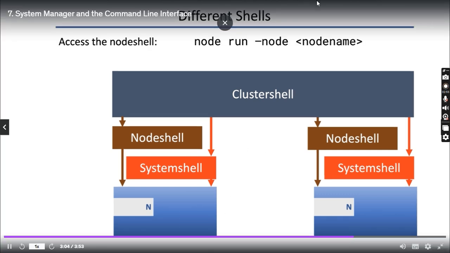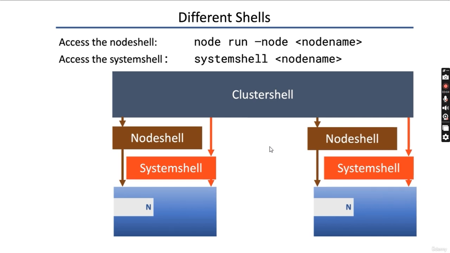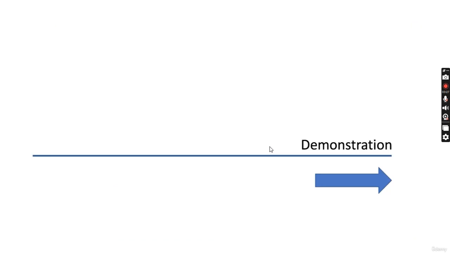Now, how do you get to these shells? The node shell is easy. Run the following command: node run, node, and then the cluster node name. The system shell needs some pre-work. You have to unlock the diag user and give that user a password. Also, you have to be in the diag mode to access that system shell. Again, going to the node shell and/or the system shell is not a common administrative action you will perform on a regular basis, but it's good to know about them just in case. And in the next section, we will have a look at this.